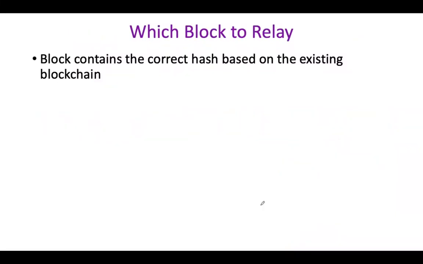So, which block to relay, as we discussed? The block contains the correct hash based on the existing blockchain. That means whether a new block will be accepted or not depends on whether it is created based on the existing previous block, because the previous block's hash is used to create the new block, right? If it is matching, then that block will be relayed and accepted.